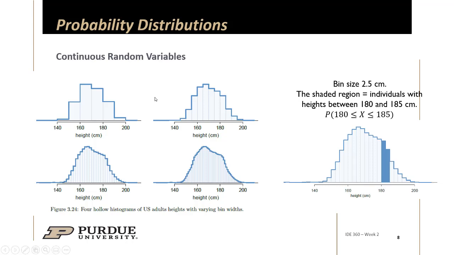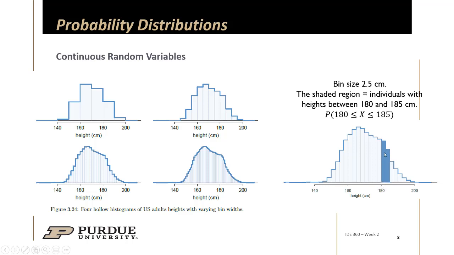Other options are continuous random variables, and this goes back to the example of height. We have a histogram with really wide bins, then it starts narrowing, and on the bottom we have even narrower bars. On the one on the right, you can denote certain bars and ask what is the probability of having people between these ranges.